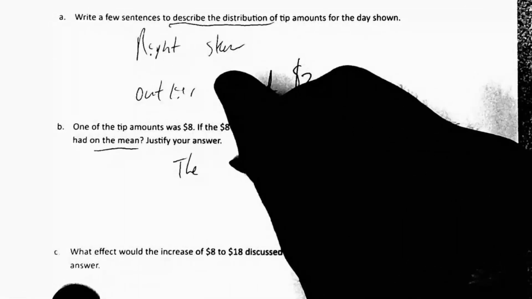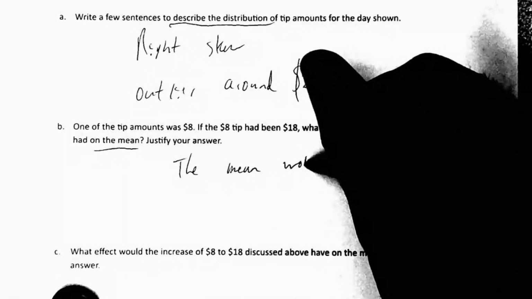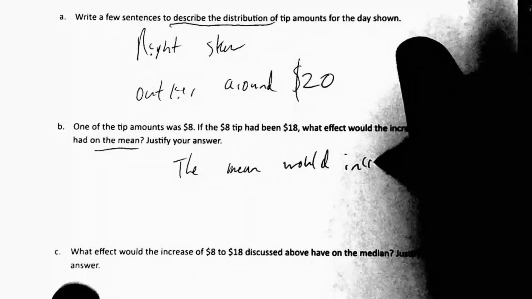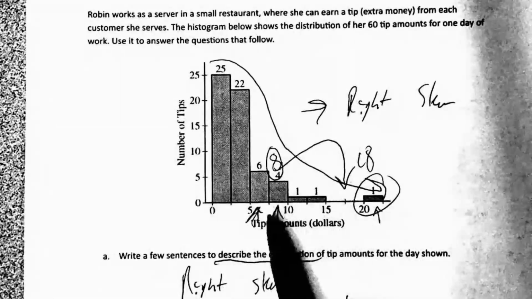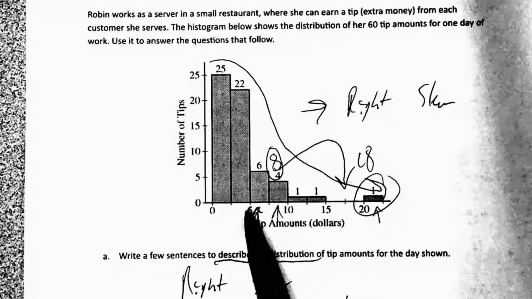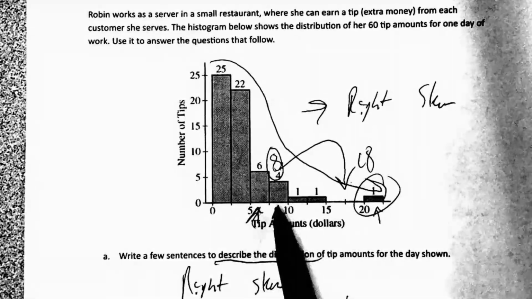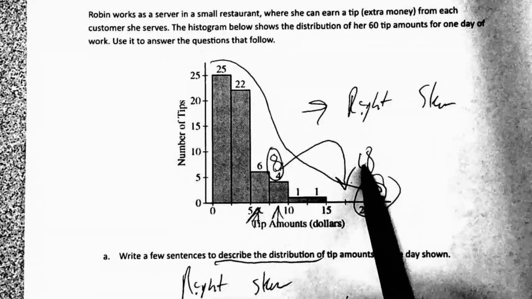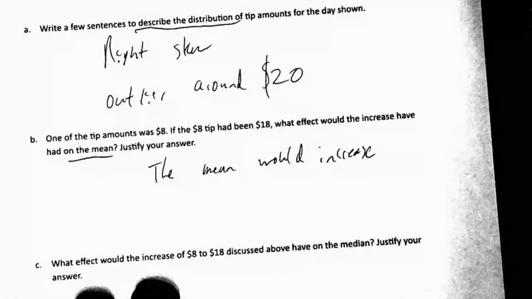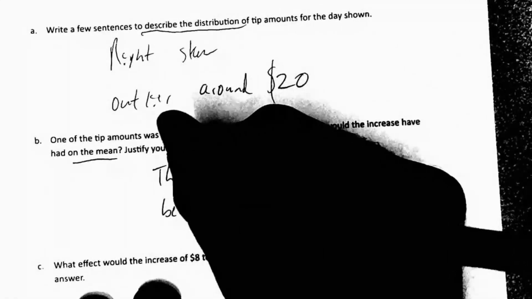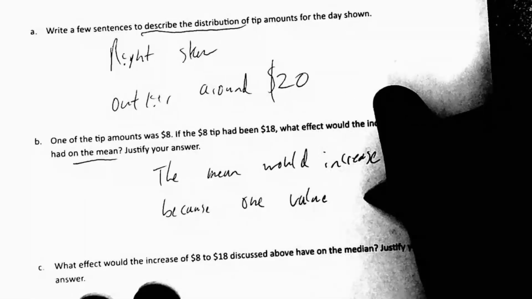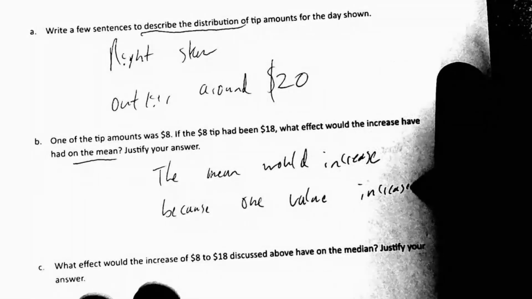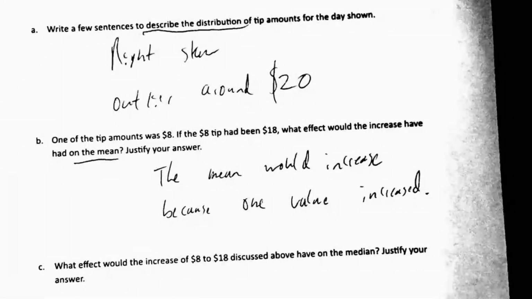The mean would increase, right? Because we can tell just visually by looking at this, the mean is probably somewhere around the $5 mark. So since you're moving an amount to a higher value, the mean would increase because one value increased. That's how we calculate the mean. We add them all up and divide, right?